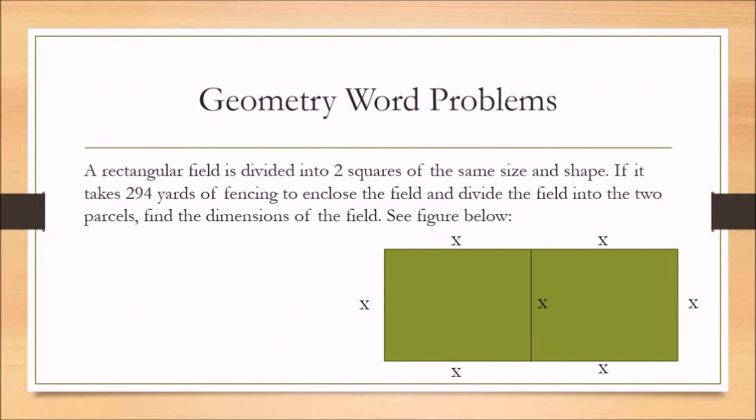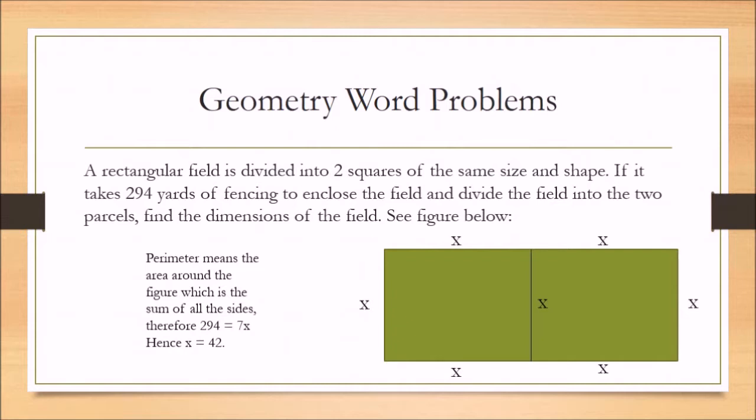Enclosing, that word usually means perimeter. It's the area around the figure. So that means that our 7 sides are going to add up to 294. So we divide by 7 to get one side is 42. Now remember, that's not the end of the problem.